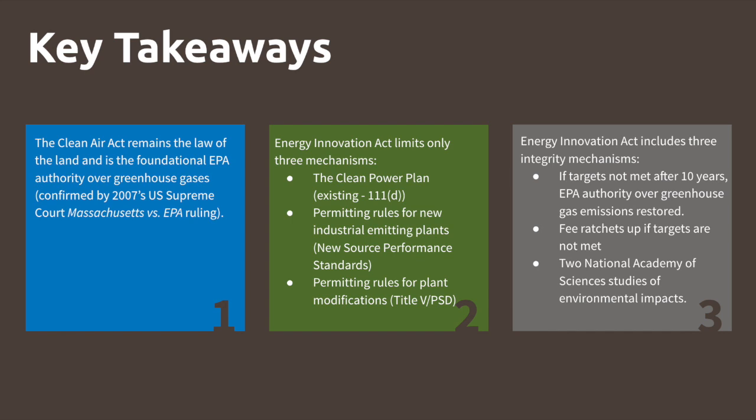It would affect the permitting rules for new industrial emitting sites, the new source performance standards, and it would pause Title V and PSD. PSD is the prevention of significant deterioration permitting rules for new and modified plants. And then if targets are not met after 10 years, by 2030, EPA authority over greenhouse gases kicks in. The fee ratchets up as our targets are not met. And then the Academy of Sciences studies are the main mechanism by which we will be judging the effectiveness of the carbon fee against potential regulatory powers.